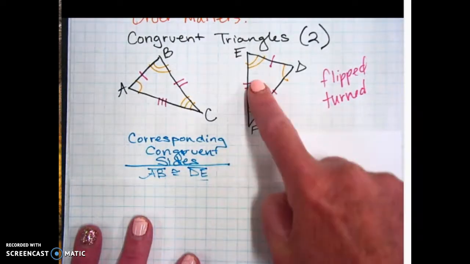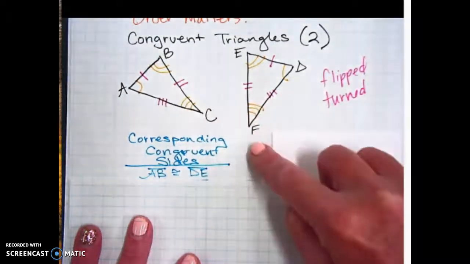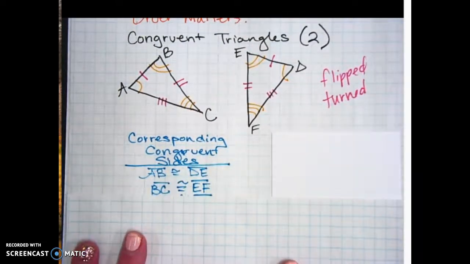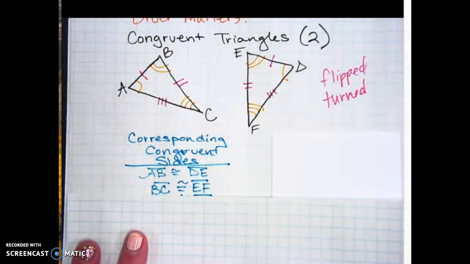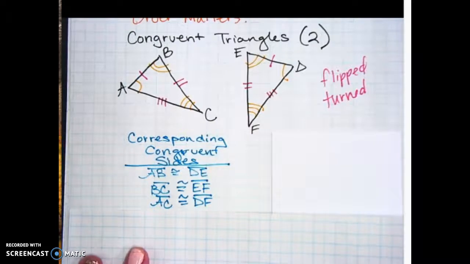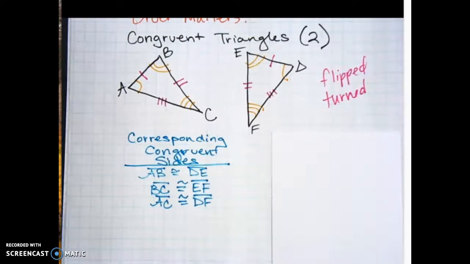The second ticks are on side BC and side EF. So the second congruent statement is that side BC is congruent to side EF. And that leaves the third tick sides. That one should be the easy one because it's the one that's left over. That would be side AC is congruent to side DF. So we have 3 pairs of corresponding congruent sides.